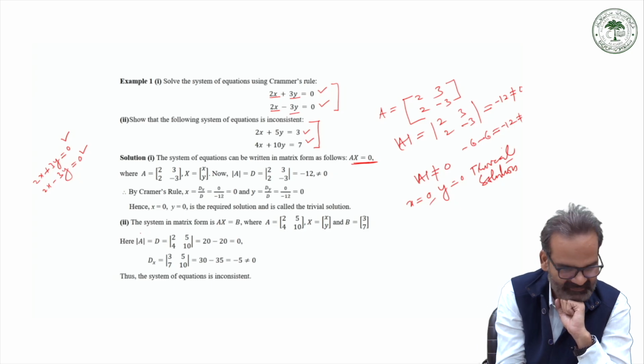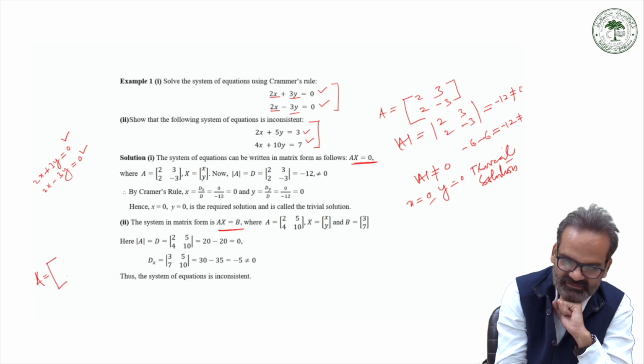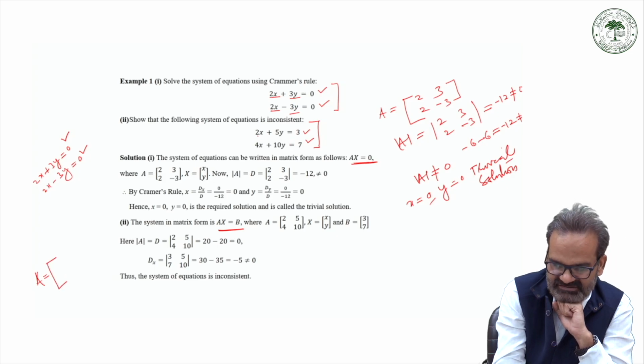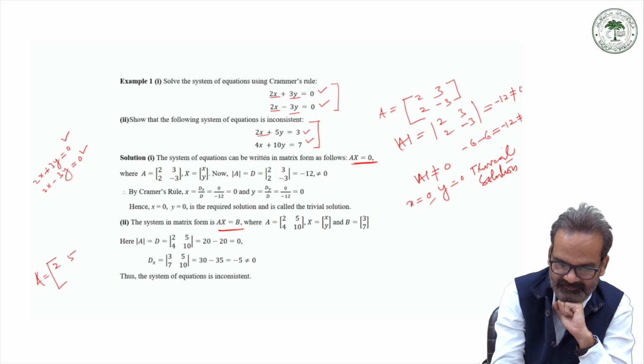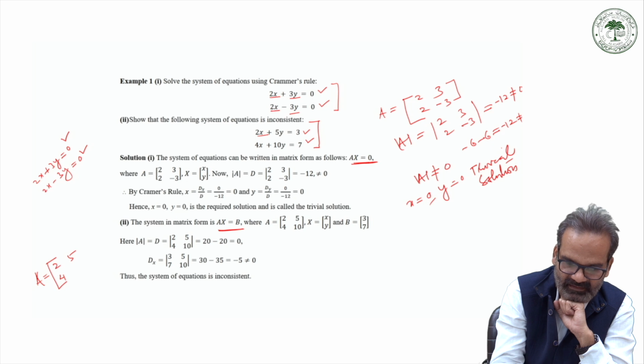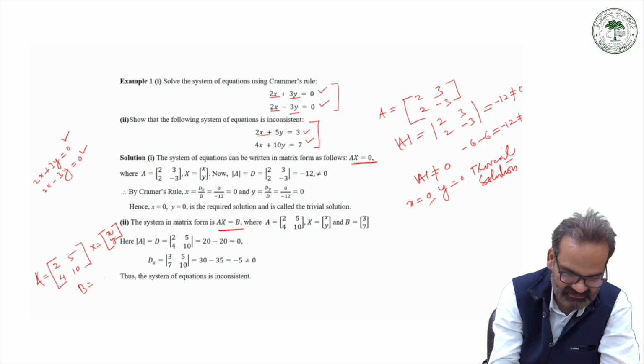Similarly, the system of equations in matrix form is AX is equal to B. What is A? A can be written as the matrix of the coefficients of the variables. The coefficient of x is 2, the coefficient of y is 5 in equation 1, and the coefficient of x is 4, and the coefficient of y is 10 in equation 2. And what is X? X is as usual x, y, right? And what is B? B will be 3 and 7. The rest is as usual, right?